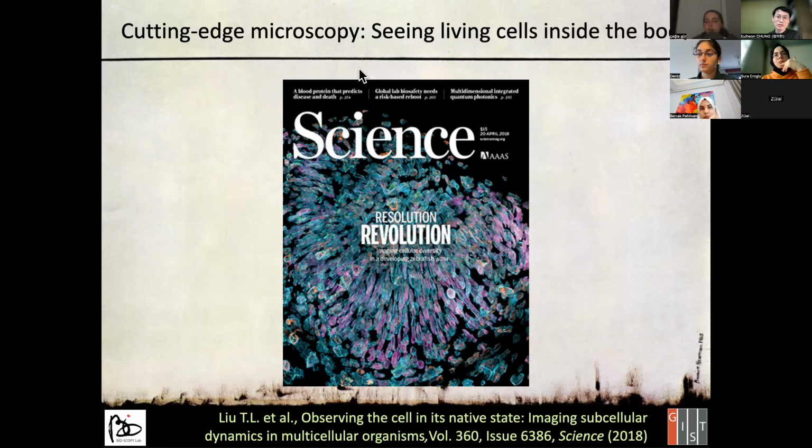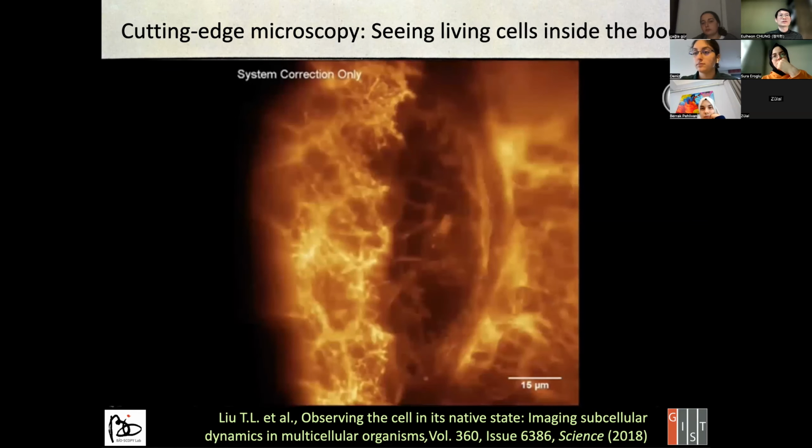So I want to start with cutting-edge microscopy, like seeing living cells inside the body. This actually made the cover of Science in 2018. In fact, this technology was developed by a Nobel laureate in 2014 for the development of super resolution. Let me play it once. I hope this all works.